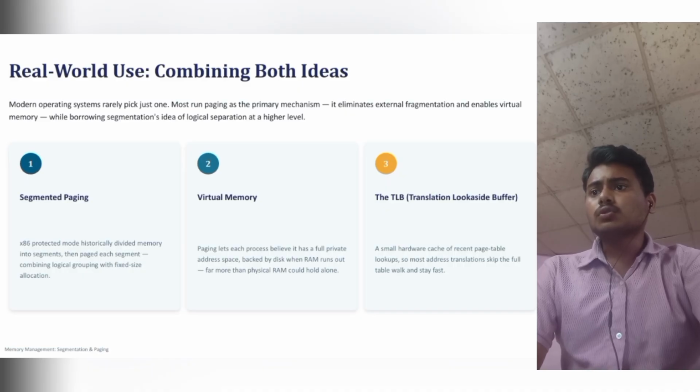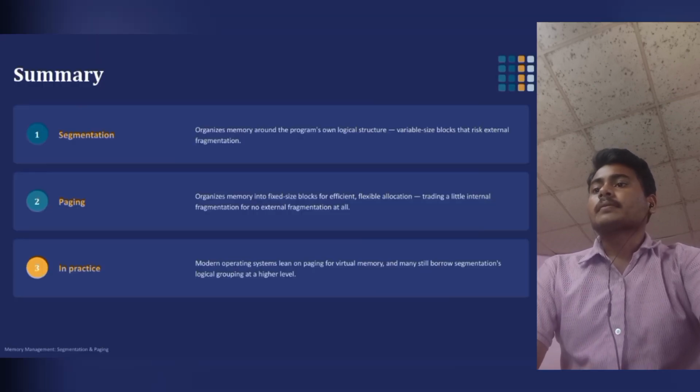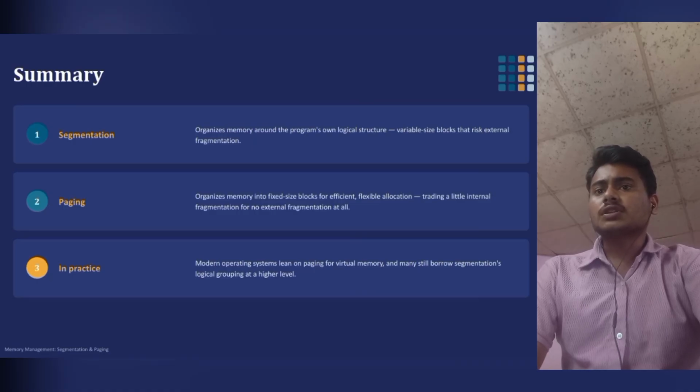Paging is also a reason virtual memory works. Every program gets to believe it has its own large space, even if some of it is stored on the hard drive. And there is one more helpful piece of hardware, the TLB. This is a small, fast memory that stores recent page lookups so the computer doesn't have to search the full page table every single time. Alright, let's bring everything together.